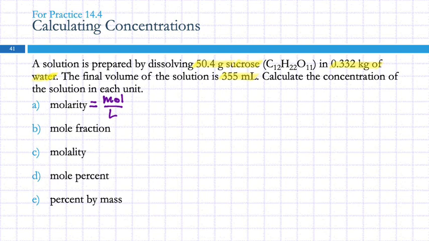So did they give us moles of solute? No, they gave us a mass of sucrose. But we can convert that. So we've got that many grams of C12H22O11. And we can convert that to moles using the molar mass. So we'll calculate that really quickly here.